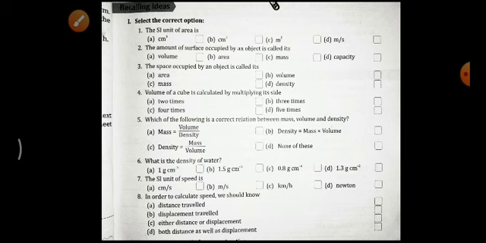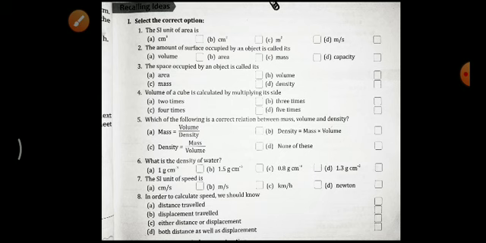Number 4. Volume of a cube is calculated by multiplying its sides how many times? 2 times, 3 times, 4 times or 5 times. What is the correct answer? There is a formula to calculate the volume of a cube, that is side into side into side. That means how many times? 3 times. If we multiply the sides of a cube three times, then we can calculate the volume of a cube. Okay, I hope all of you have understood that one.